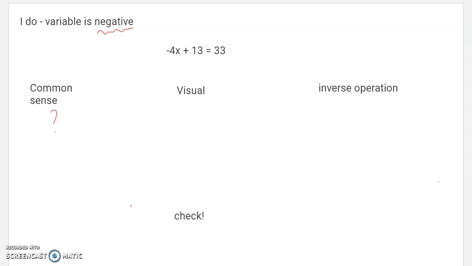I'm not even going to try the common sense strategy. Let's jump right to visual. This is the new one. You know, the one that's kind of the big deal today. So here we go. Negative 4x.